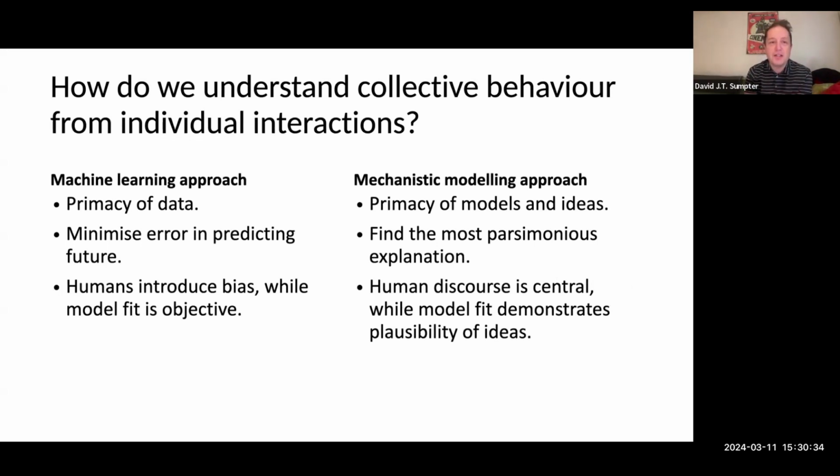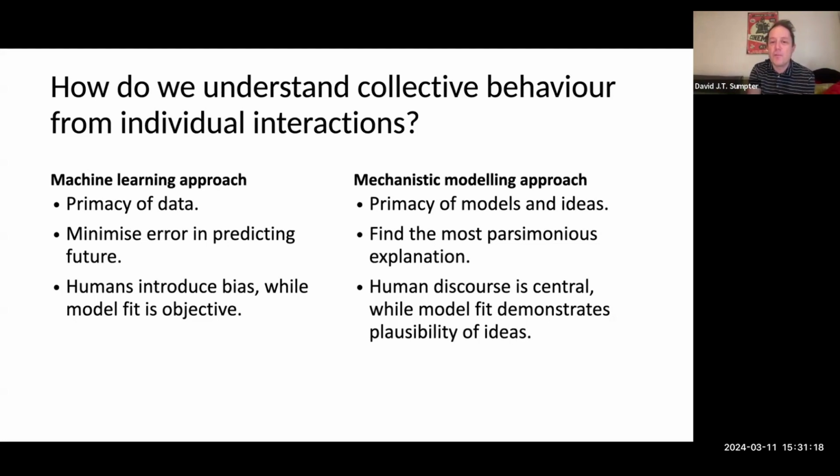So if we're thinking about collective behavior in general from individual interactions, whether it be birds and fish or football players and human beings, the two different approaches can be summarized as follows. One is the machine learning approach, and it concentrates on data. It says, what data have we got and what can we learn from that data? And the learning mechanism is minimizing error in predicting the future. You try to predict the future and you minimize the error in those predictions. And then there's an argument also that humans introduce a bias, while a model is some kind of objective reality. You even talk about an objective function in this case.